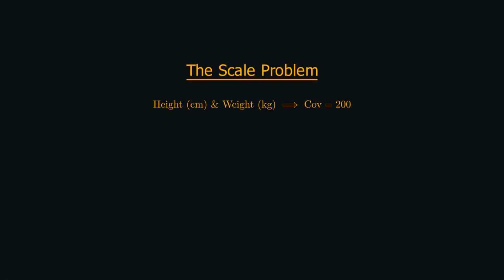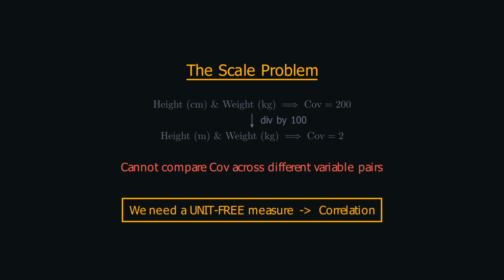Here is the core problem with covariance. Suppose height and weight have a covariance of 200 if height is measured in centimeters. Now measure height in meters instead. The covariance drops to 100 times smaller, even though the relationship between height and weight did not change at all. The number shifted only because we changed units. This means you cannot compare covariances across different datasets or different pairs of variables. The number alone tells you almost nothing about how strong the relationship is.